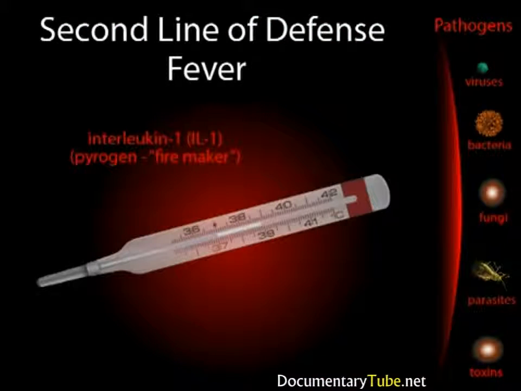Pyrogens promote fever by acting on the hypothalamus. Sometimes your own white blood cells will release pyrogens in order to help develop a fever. These pyrogens travel through the body and affect the hypothalamus. The hypothalamus controls body temperature.